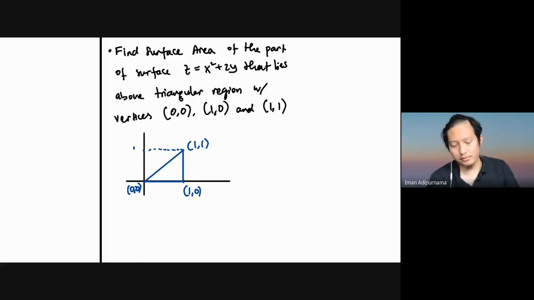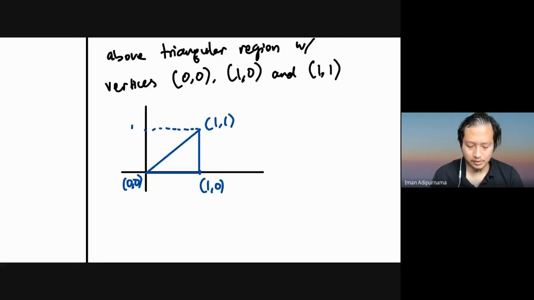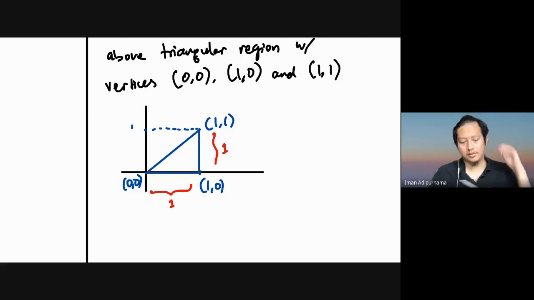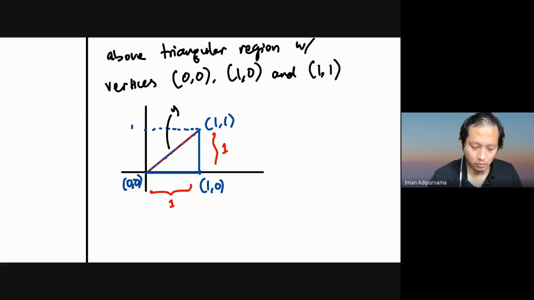Okay, now how to make the region as your boundary. Of course, if you see the point, this will be 1, this also 1, right? So y is from 0 to 1 and x is also from 0 to 1. But that will not conclude what we are looking for. What we need also is this line here. And this line is actually y equal x, right? So we need to include this equation, y equal x. So you can use it in terms of x or in terms of y.